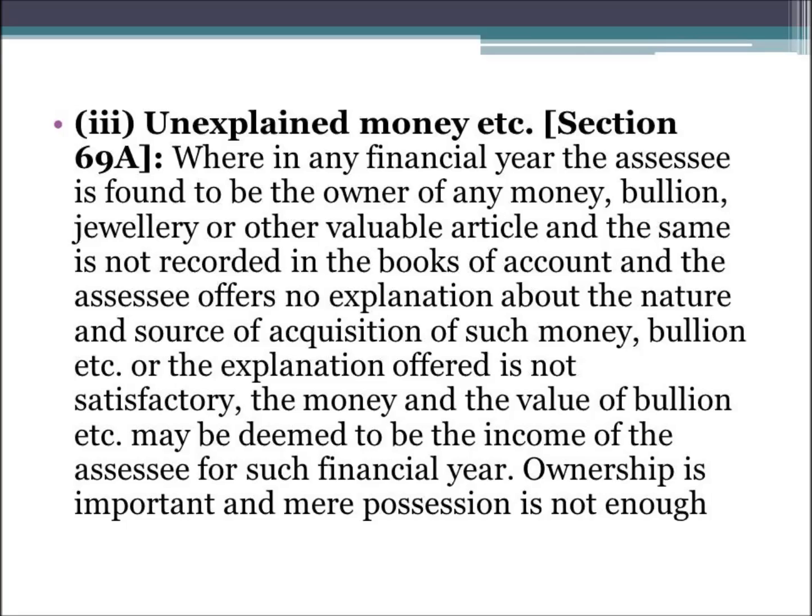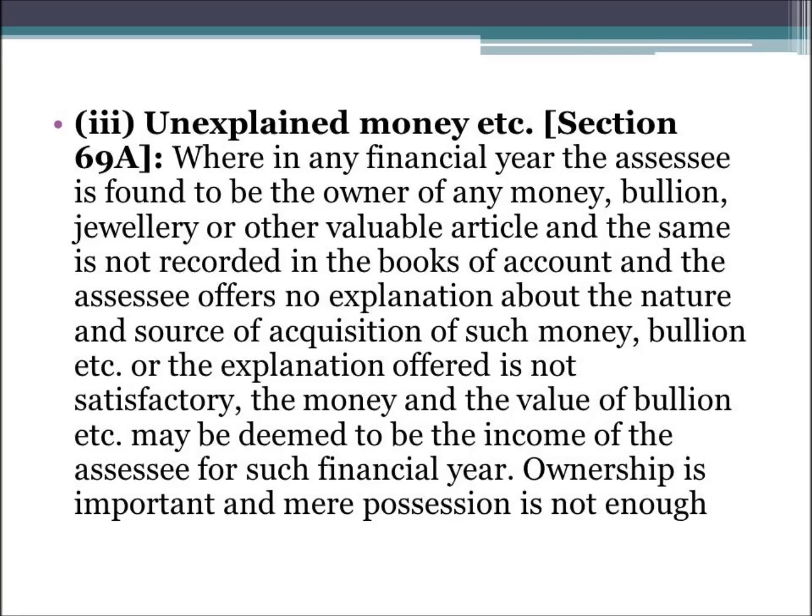Similarly, if we are the owner of any money, bullion, jewelry, or other valuable article, and we are not recording it in the books of accounts, and when we are asked, we are not offering any explanation, or the explanation offered is not satisfactory, then such monies and such bullions, jewelries, and other valuable articles, whatever we are possessing, will be deemed to be our income for such financial year.